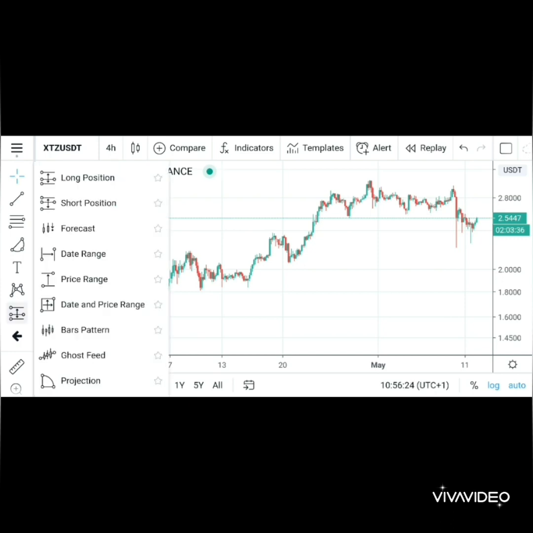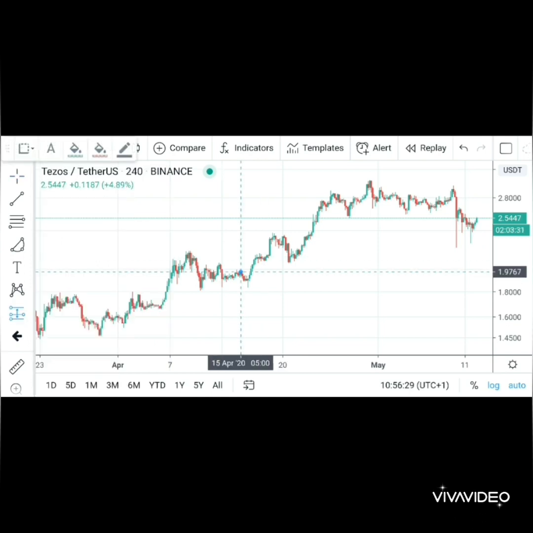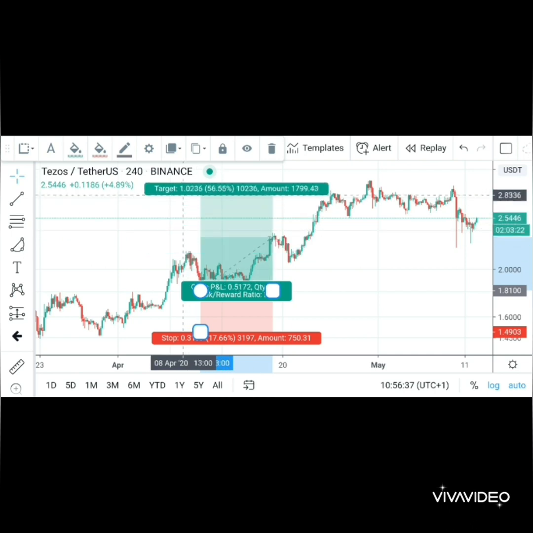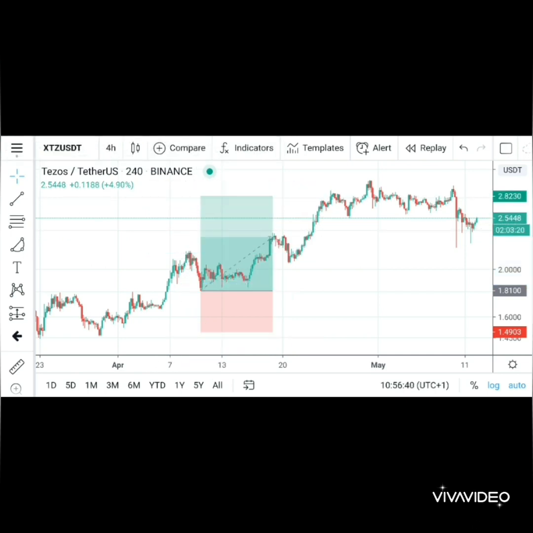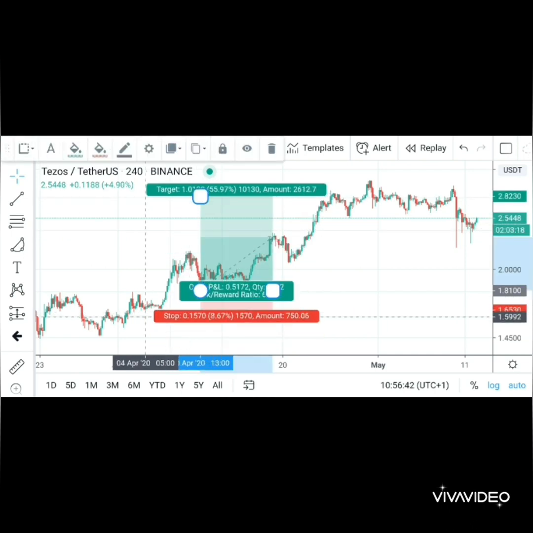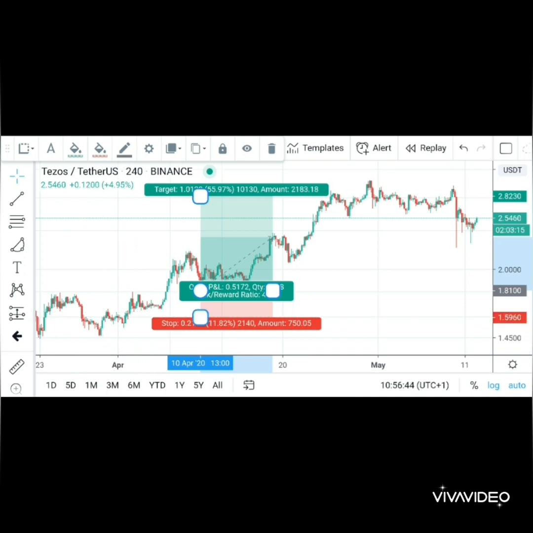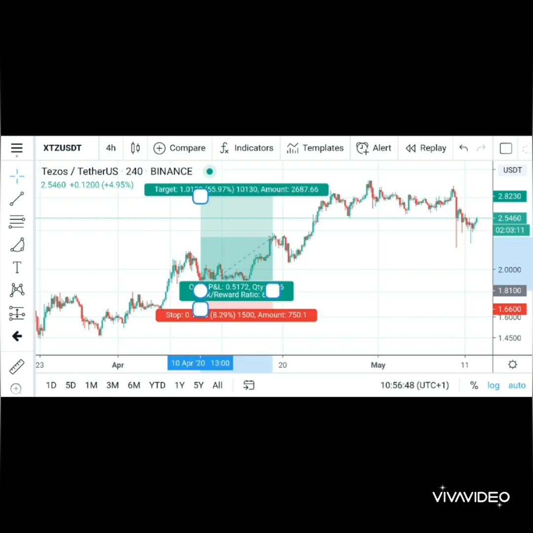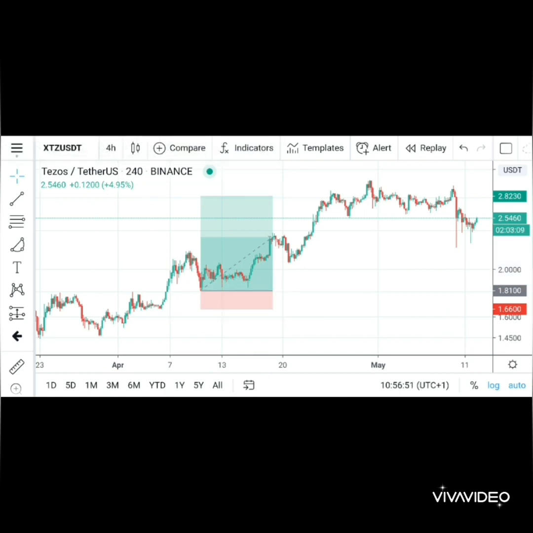So you use this one to measure your long position. For example, you use this one for your risk reward ratio. If you are going long and you bought here, you use it to know when you want to take profit. For example, your stop loss, the area that is in red, is your stop loss. Let's say your stop loss is around here. Your take profit is this zone over here.